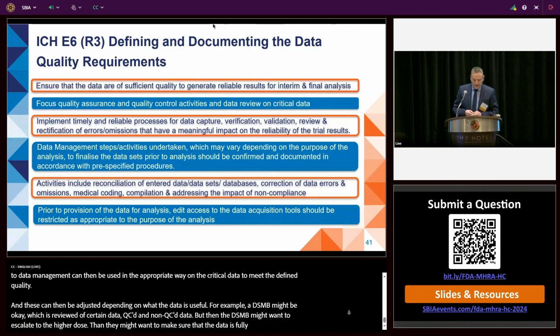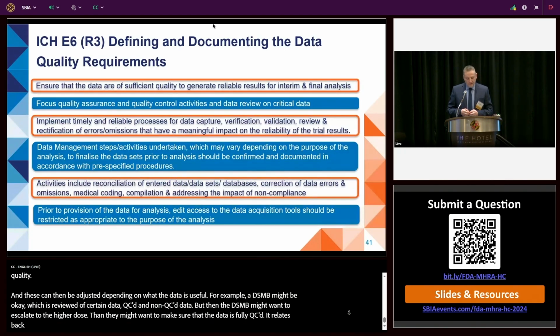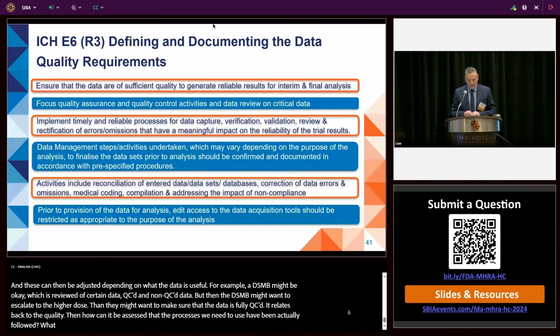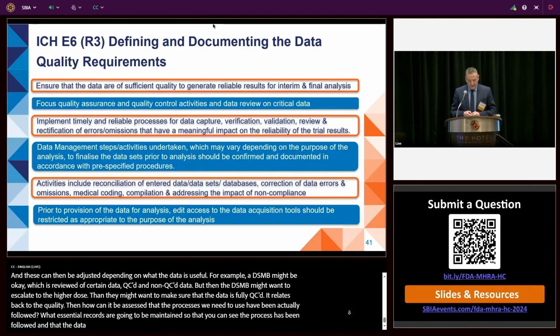And then how can it be assessed that the processes you decided to use have actually been followed? So what essential records are going to be maintained so that you can see that the processes have been followed and that the data is fit for purpose? So is there some sort of summary checklist prior to finalization of the data that shows all the activities that have been done?